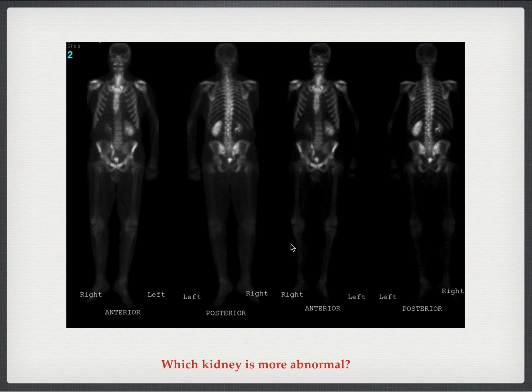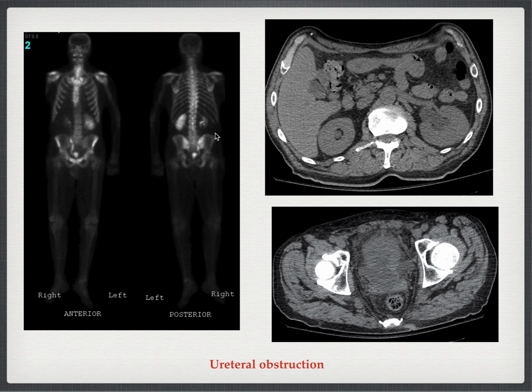All right, I'm sure all of you have figured it out that one of the kidneys is abnormal. So is it the left or is it the right? Well, since the images are delayed, the right kidney is normal because we only see tracer activity a little bit in the collecting system. But on the left, we see the entire kidney, which should not be the case. And when we look at the CT images, we see hydronephrosis and we see ureteral obstruction.